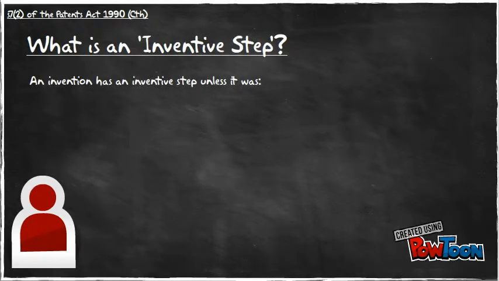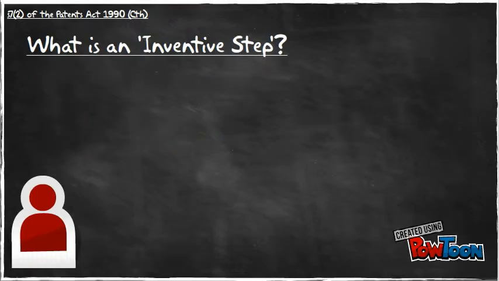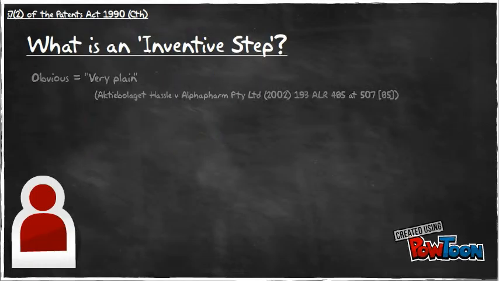Well, an invention will take an inventive step under Section 7.2 of the Patents Act 1990 unless the invention would have been obvious to a person skilled in the relevant art based on the common general knowledge at the time the patent was applied for. For this test, obvious is taken to mean very plain. If the invention was something obvious to try with an expected outcome, it is unlikely to be inventive.